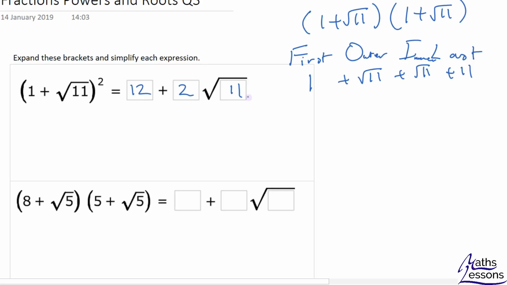Let's give you 30 seconds to have a go at the next one.